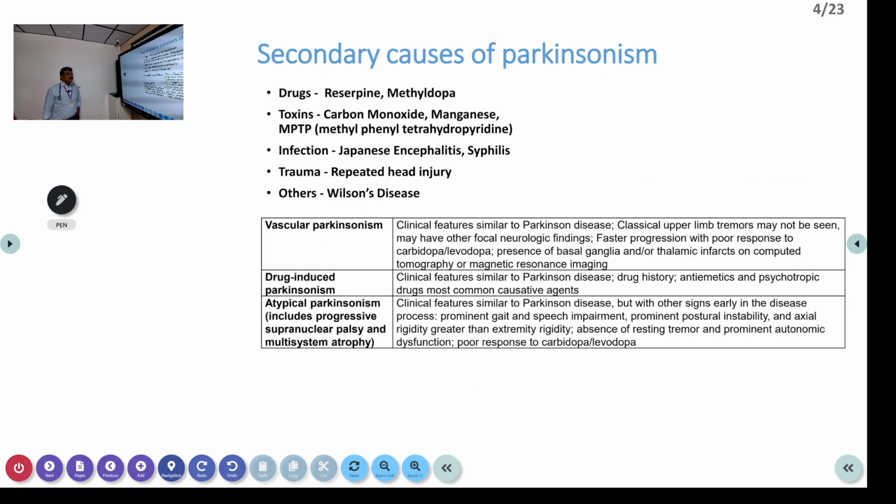Now, there are various causes for secondary Parkinsonism. It can be due to drugs like methyldopa we use in hypertension. Reserpine is also used in hypertension. Carbon monoxide poisoning, chronic carbon monoxide poisoning, manganese, methylphenyl tetrahydropyridine toxicity, Japanese encephalitis, or any other encephalitis can produce secondary Parkinsonism. Syphilis, repeated head injury, especially in boxers. Wilson disease, another important degenerative disorder which involves brain and liver. Eyes also will be involved.